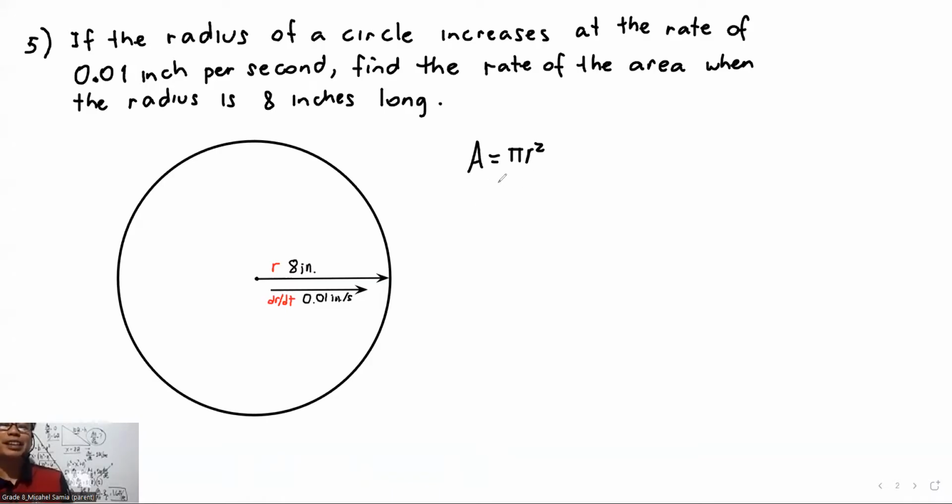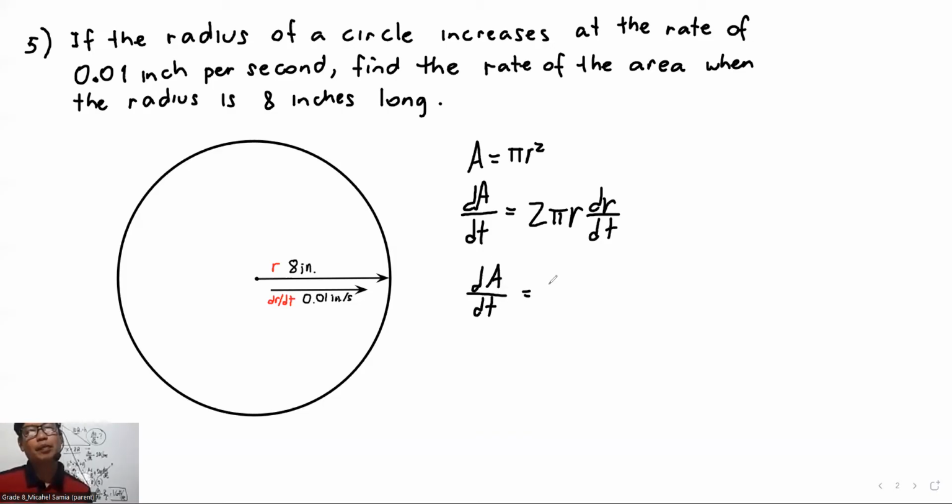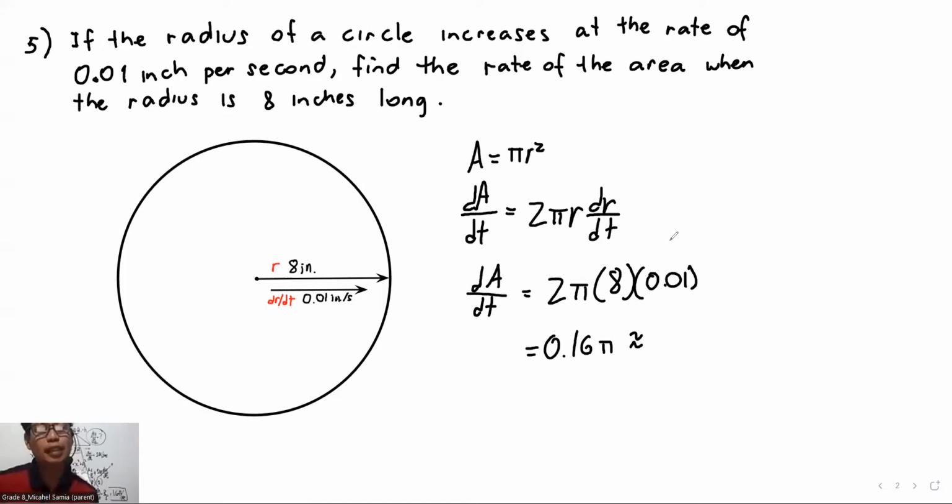pi r squared. Okay, so differentiating, dA/dt is equal to 2 pi r dr/dt. So dA/dt is equal to 2 multiplied by pi and radius of 8. Then change in rate is 0.01. So change in area is equal to 0.16 pi. This is in inch per second, Josh.